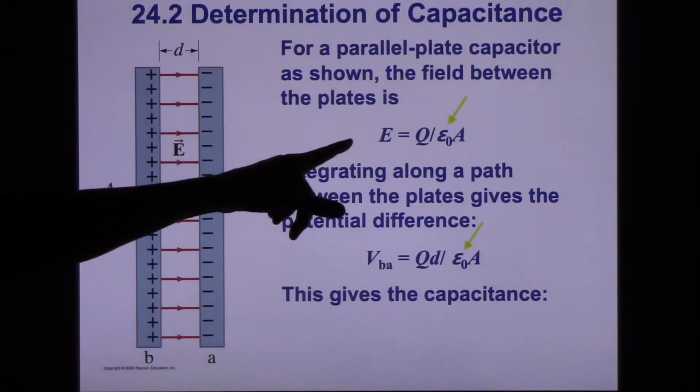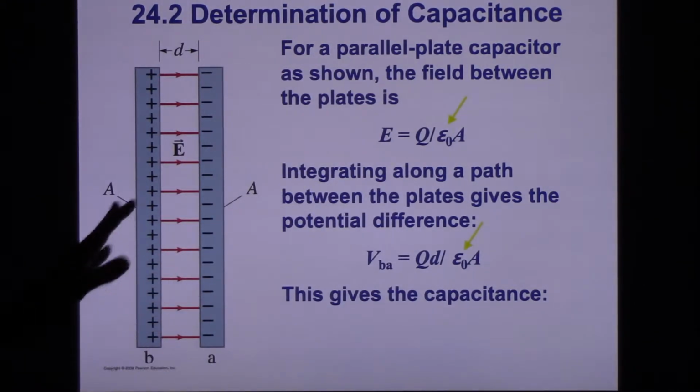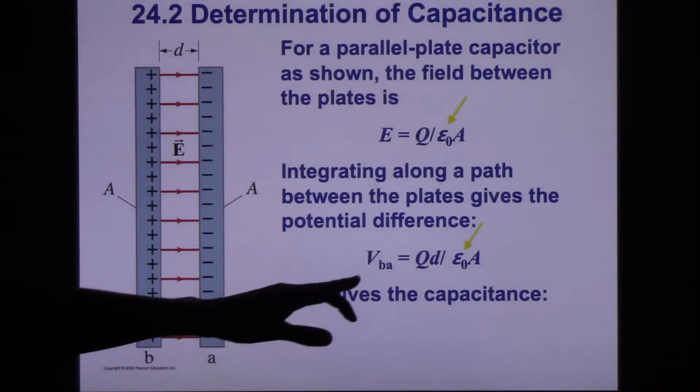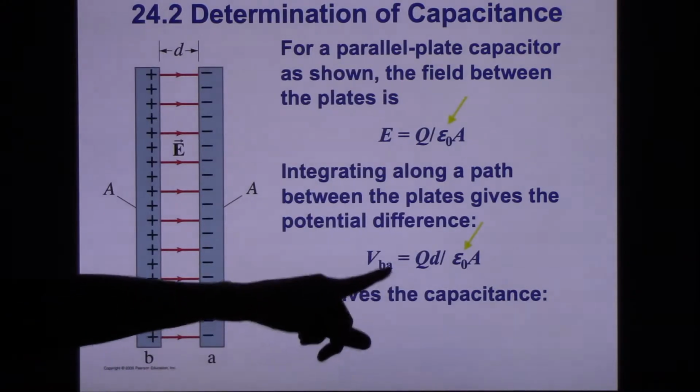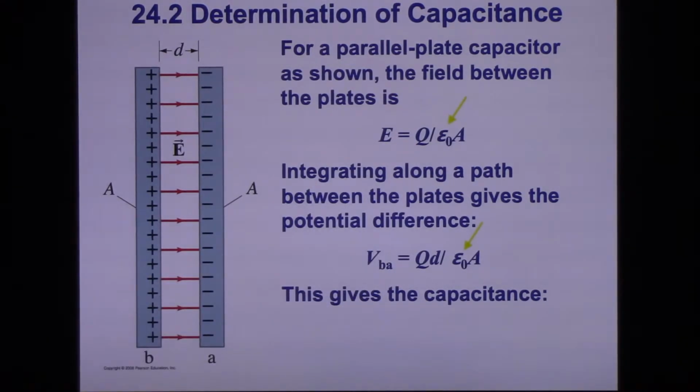All right. So if we know the electric field, and for a parallel plate we're assuming the electric field is uniform, then we can calculate the electric potential between the two plates. We can just multiply by D.